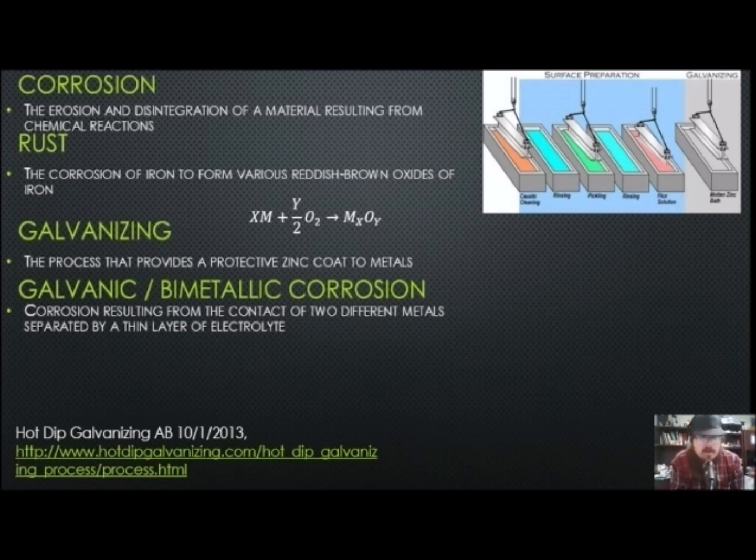However, we can still have one other type of corrosion, galvanic or bimetallic corrosion, which is corrosion when you mix two different metals together with a thin layer of electrolyte. Like if you accidentally mixed some iron oxide with zinc, the iron oxide is going to reduce, and the zinc is going to oxidize.